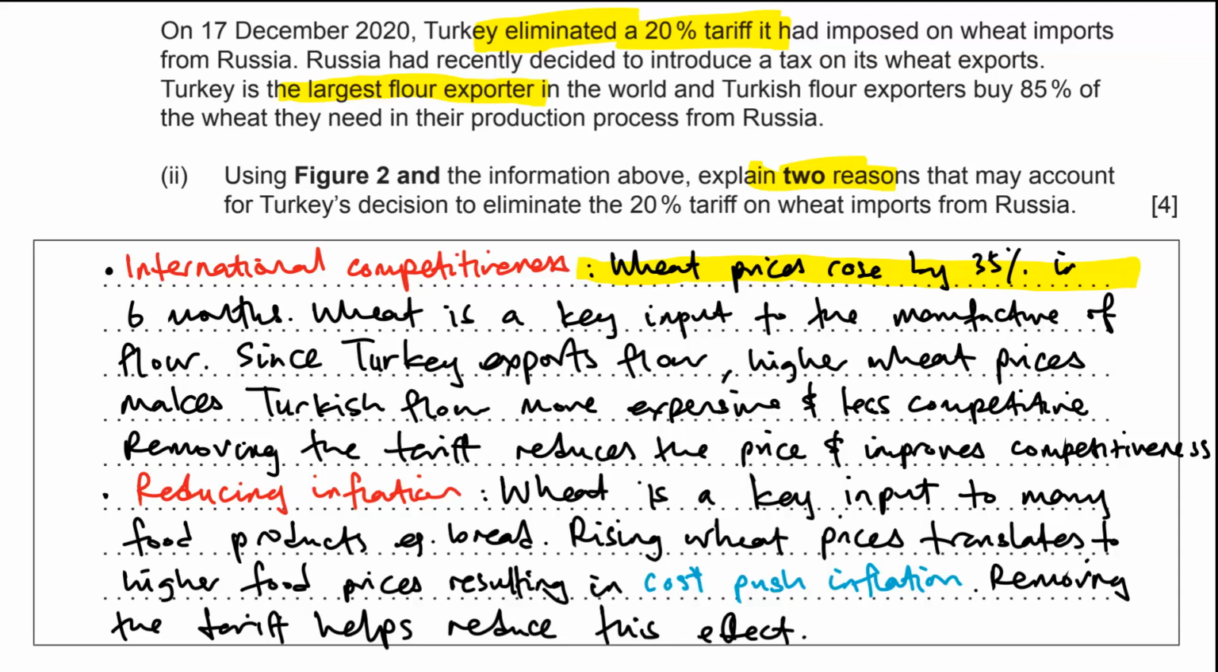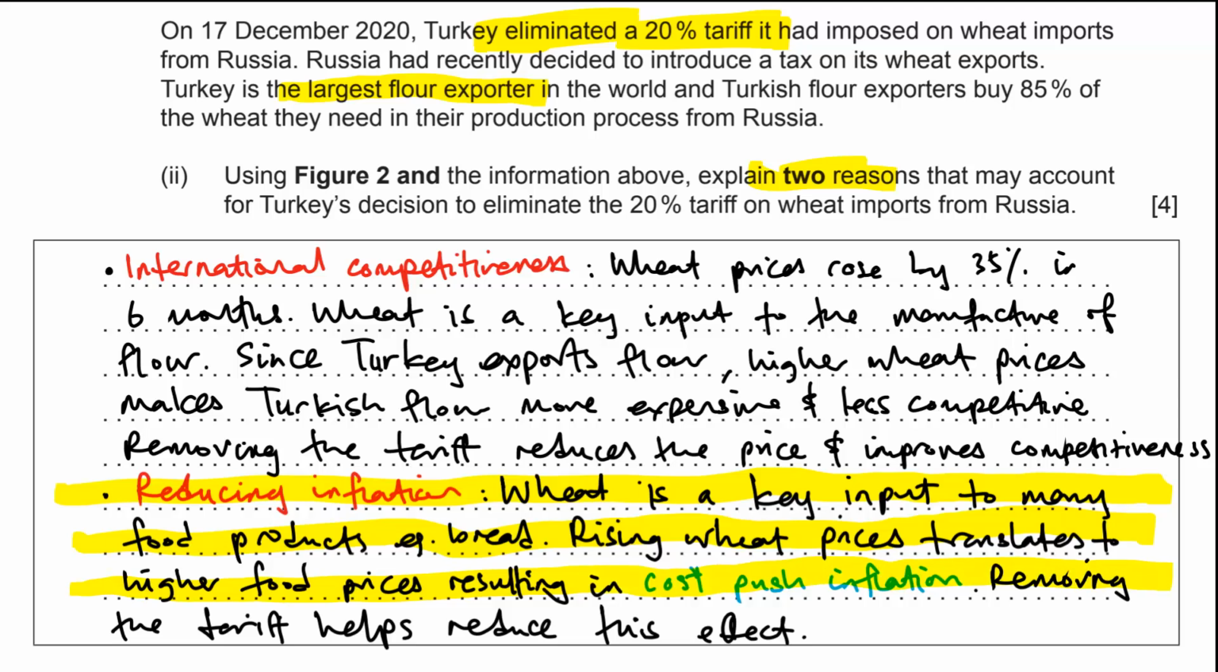Right, let's get rid of that highlighting. Now, another reason I mentioned is this can also help reduce inflation, right? So reducing inflation. Wheat is a key input into many food products, for example, bread. Rising wheat prices translate to higher food prices, resulting in this thing called cost push inflation. Removing the tariff helps reduce this effect.